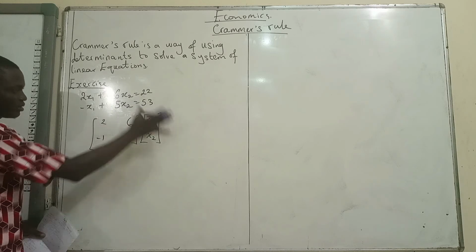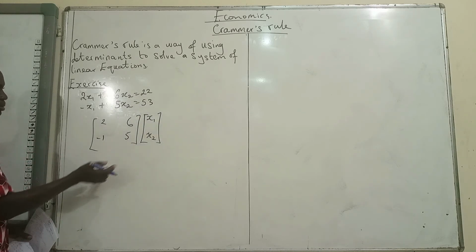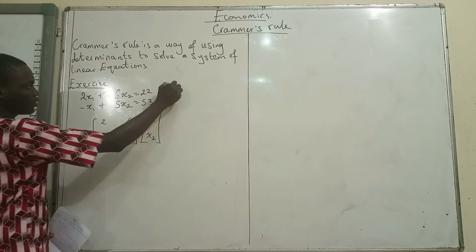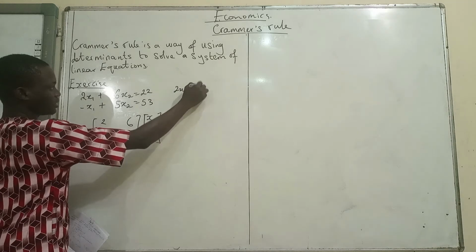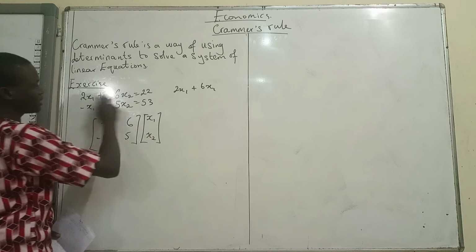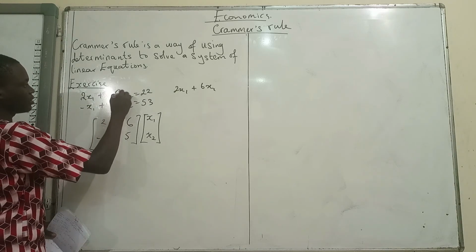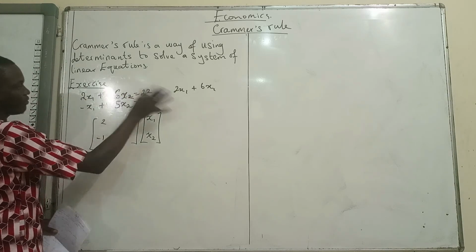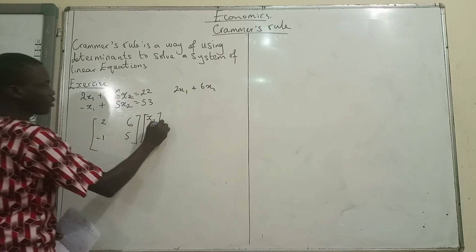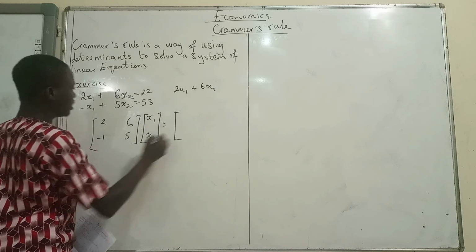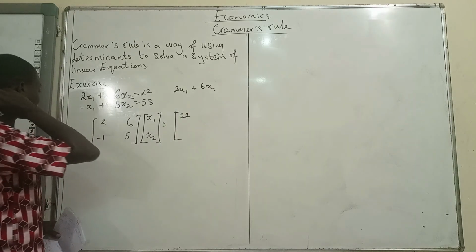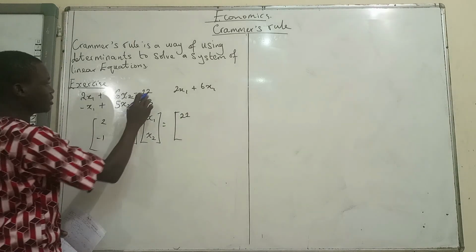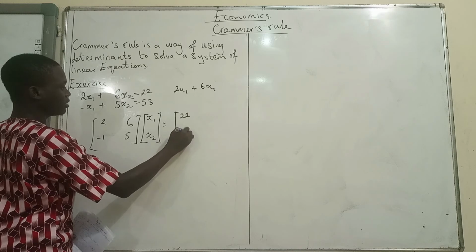Now how did I get this? Let's do matrix multiplication. 2 times this gives us 2x1, then plus 6 times x2 gives us 6x2. So we have this back. Then equals, we have the vector of constant terms. So this is 22 and this is 53.